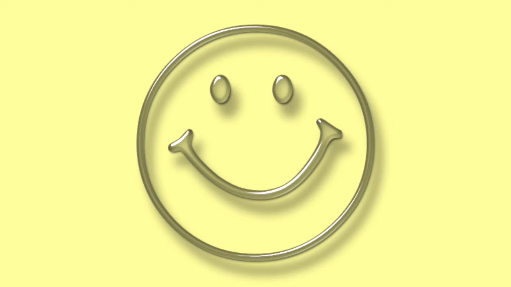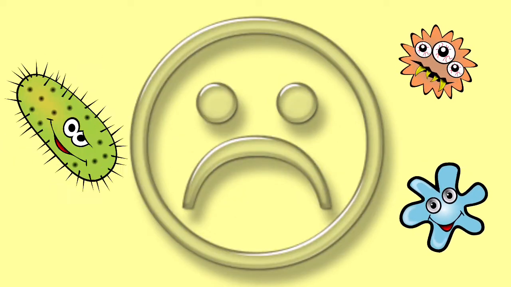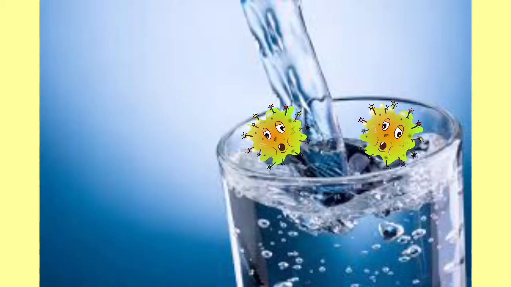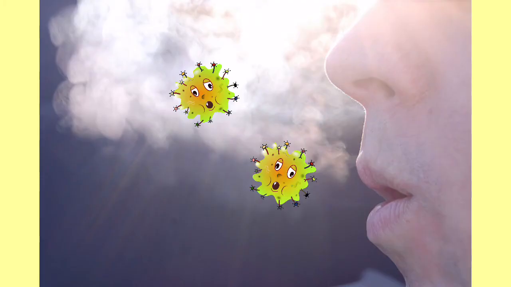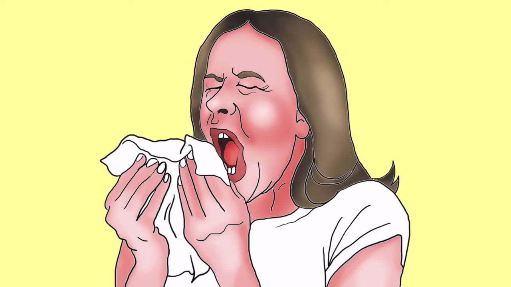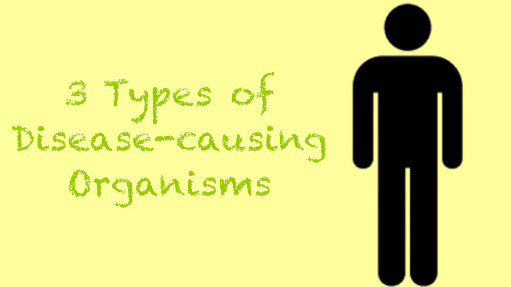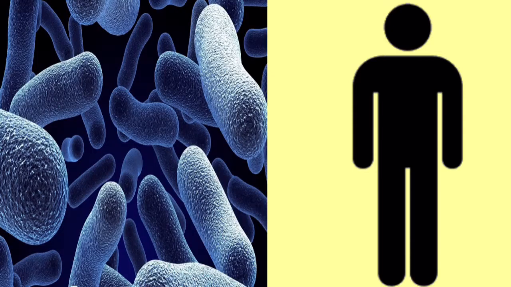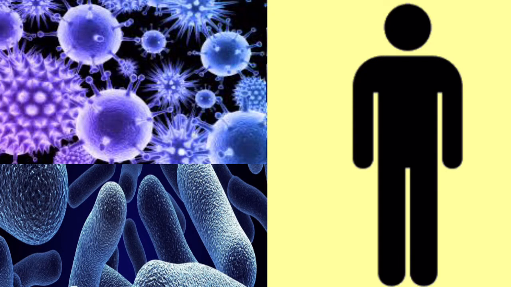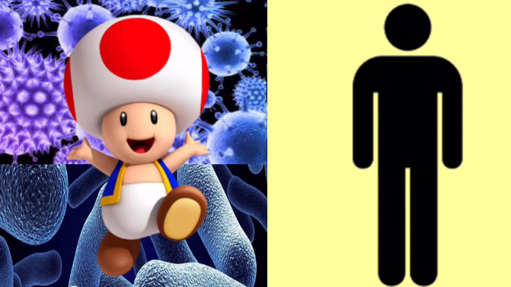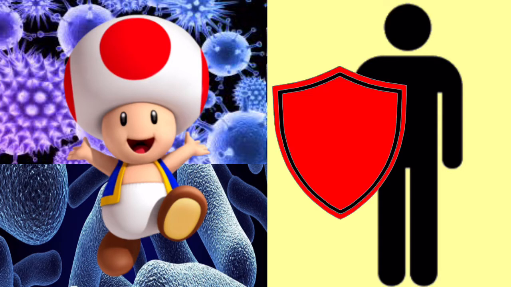Every second of the day, you are surrounded by millions of bacteria. They're on the things you touch, the water you drink, and the air you breathe. With so many bacteria surrounding you at every moment, you have a high chance of catching a disease. Diseases can be caused by 3 types of organisms: bacteria, viruses, and fungi. Luckily for you, your body has a built-in defense mechanism called your immune system to protect you from these diseases.